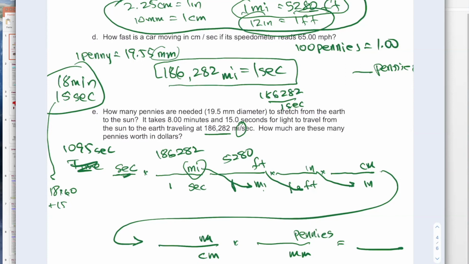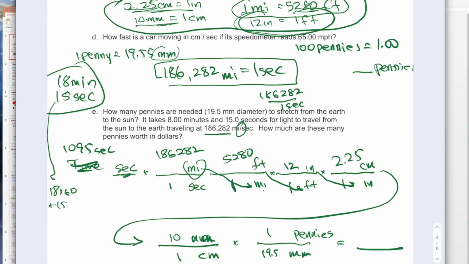For 1 foot, there are 12 inches. Okay, right here, 1 foot is 12 inches. For 1 inch, there are 2.25 centimeters right here. For 1 centimeter, there are 10 millimeters right here. And I know that for 19.5 millimeters, there's 1 penny. That's the magic of dimensional analysis. When you really get good at this, it'll save you in stoichiometry, which is like chapter 7.